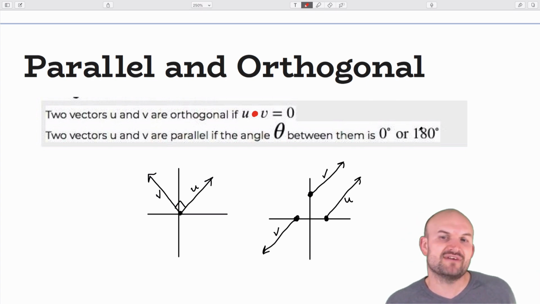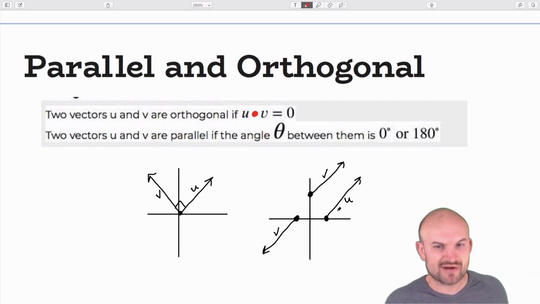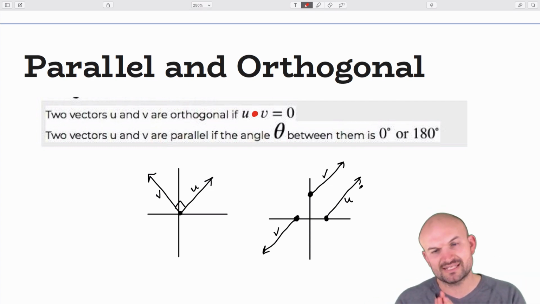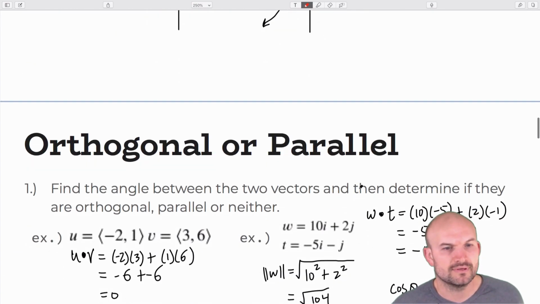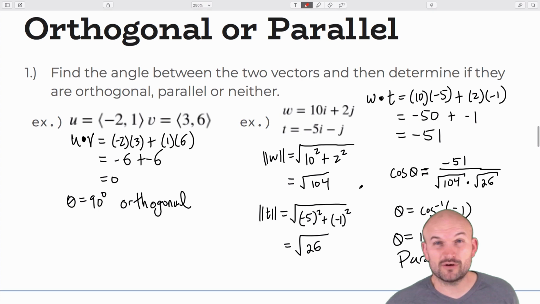And then if the vectors have 180, you can see that they're going in opposite directions. But we're considering them parallel because at least the slopes are going to be the same. All right, so that's how I started with the students. I said, let's go ahead and find the angle between the two vectors and then determine if they are orthogonal, parallel, or neither.